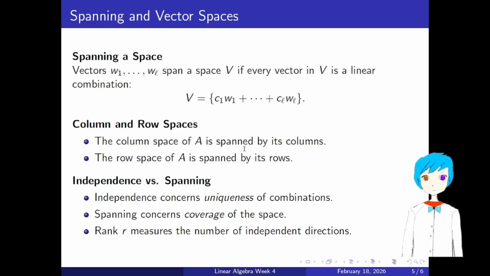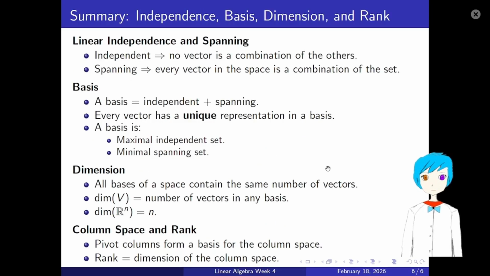So independence of vectors concerns the uniqueness of combinations. Usually, if we have a set of linearly independent vectors, then the representation is unique. However, spanning concerns coverage of the space. So when we consider spanning, some vectors may be redundant. Rank r measures the number of independent directions. A set of independent vectors means no vector is a combination of the others, while spanning indicates that every vector in the space is a combination of the given vector set.